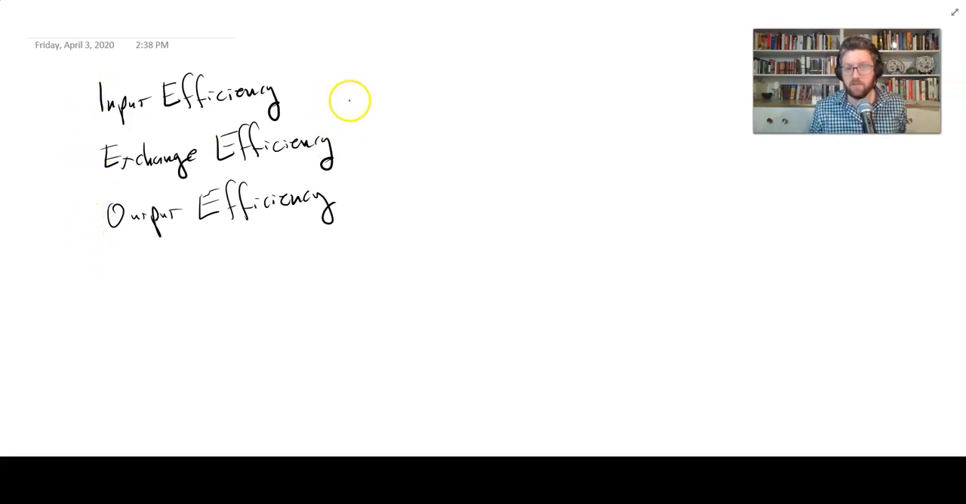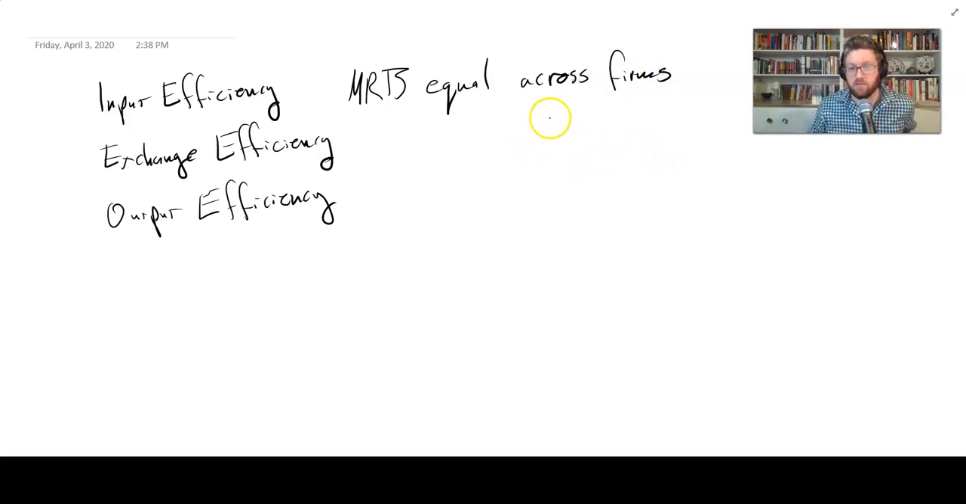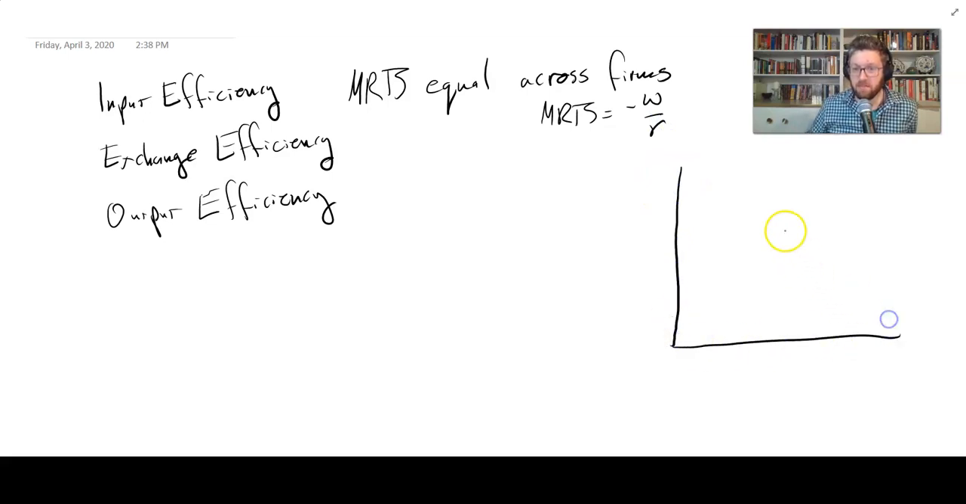So remember, input efficiency is that the marginal rate of technical substitution is equal across firms. That's a basic condition. It holds. Markets make this hold because they set MRTS equal to, if it's labor and capital, something like the wage rate over the capital rental rate. Okay? And that comes from cost minimization.